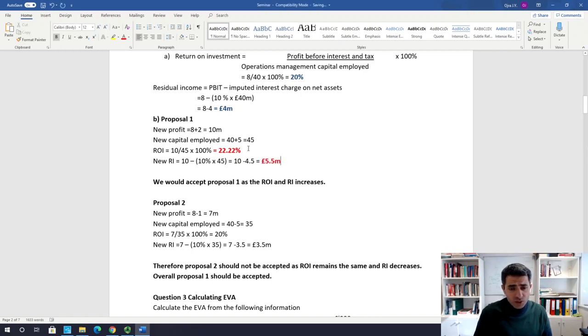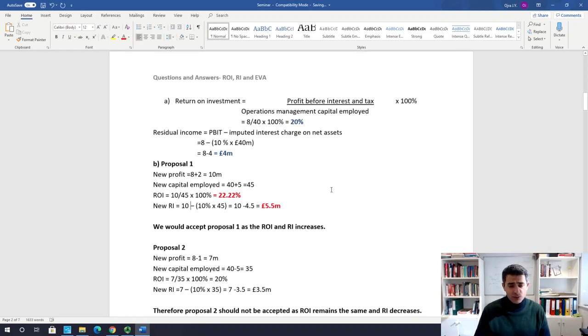Okay, that's proposal 1. Fair enough. Okay, would you accept proposal 1? Of course, I would accept proposal 1. Why would you accept proposal 1? This is when you need to do it and write it in the exam, because of course you were going to tell me that.